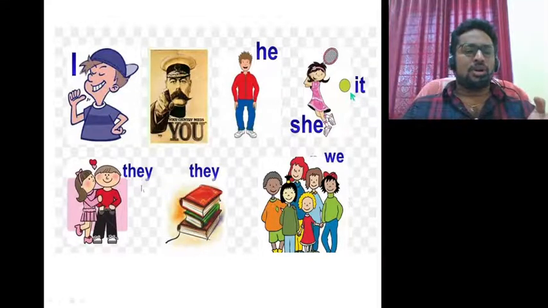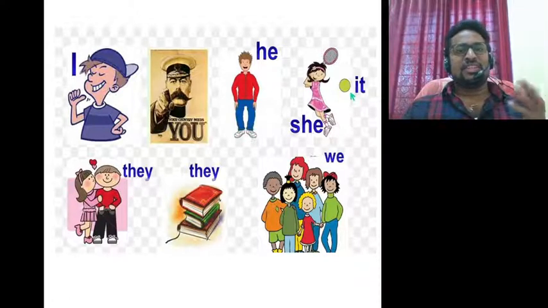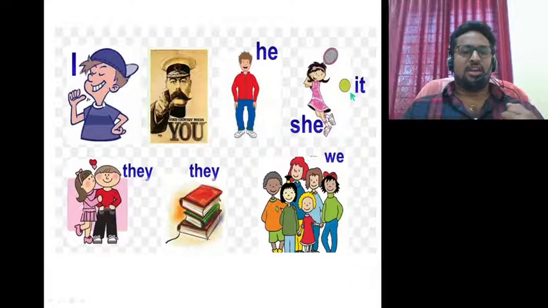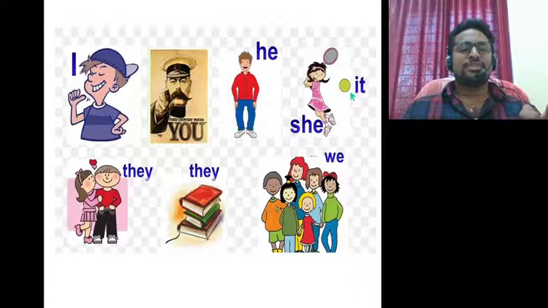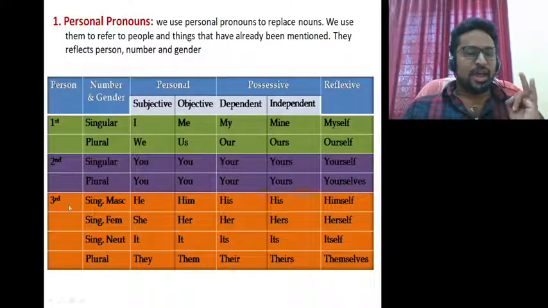There is also the plural third person, they, which may be used to reflect things or persons. We also have the first person, I and we. We is the first person plural, I is the first person singular. You is the second person singular, and it becomes the second person plural also. Clear? In English, we have three persons: first person, second person, and third person.